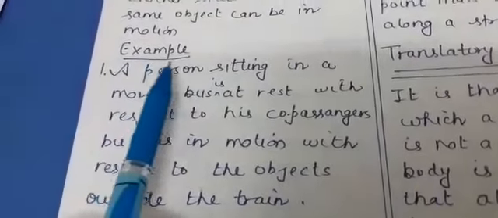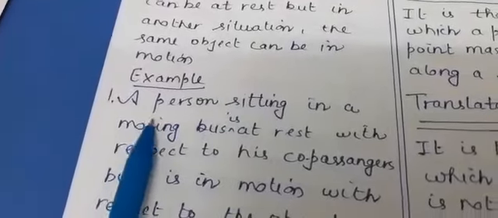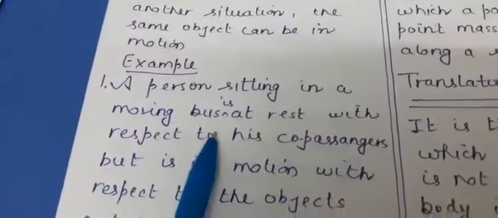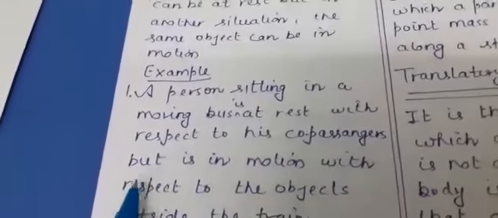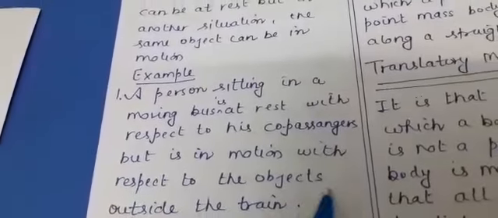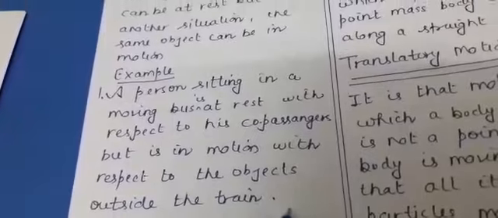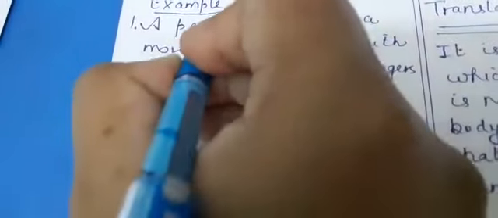So with the help of an example, I have just given this concept. A person sitting in a moving bus is at rest with respect to his co-passengers, but is in motion with respect to the objects outside the train or a bus. You can take anything, either a bus or a train.